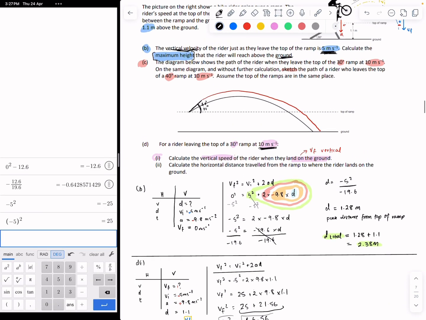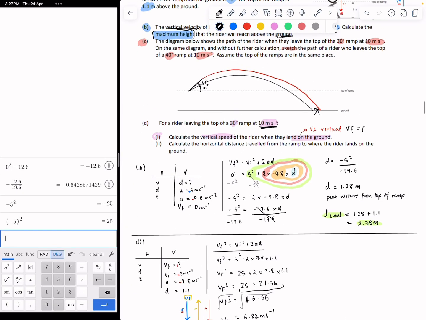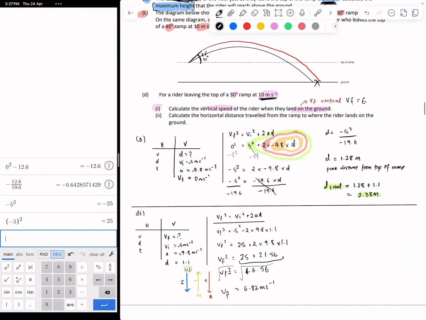So going back to the question to remind ourselves, calculate the vertical speed of the rider when they land on the ground. So right at this point over here, VF equals 6.82 meters per second. Okay, cool. So now that we've done that, we can move on to the last part of this whole problem.